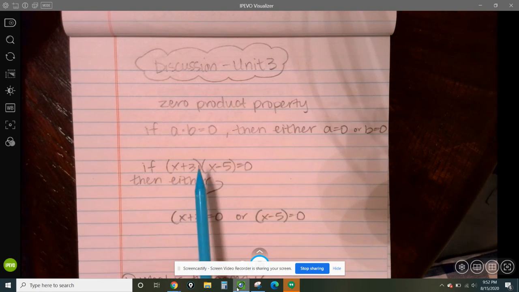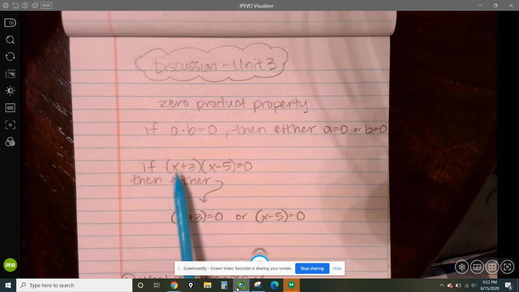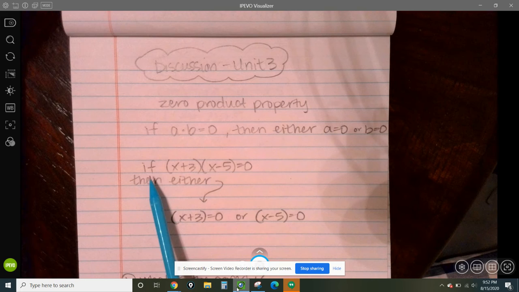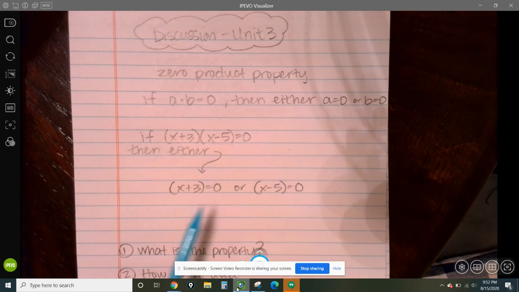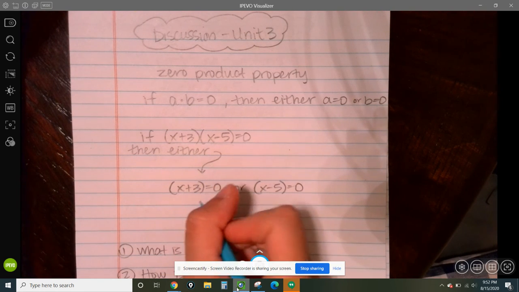So the way they're using it in this unit is we had some factored terms here. So for example, if x plus 3 times x minus 5 equals 0, then one of those things has to equal 0. Either the x plus 3 equals 0 or the x minus 5 equals 0. So what we did in this unit is we took both of those equations and we solved them. So x plus 3 equals 0.